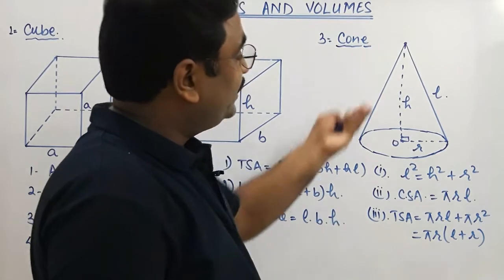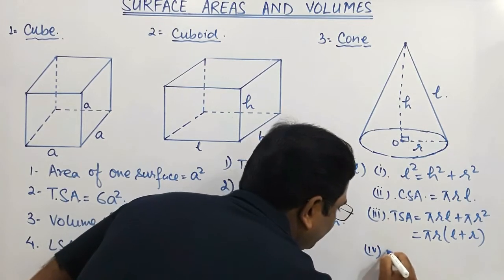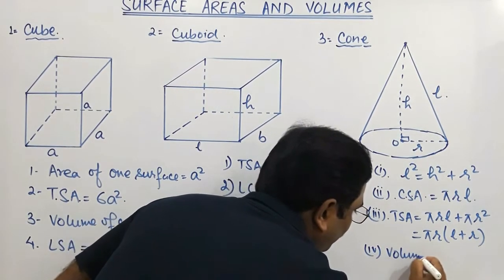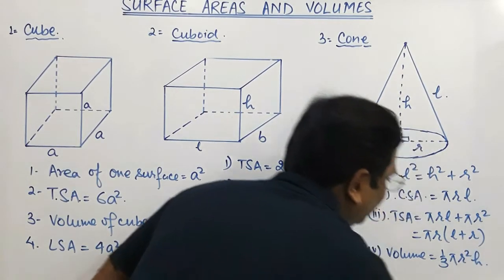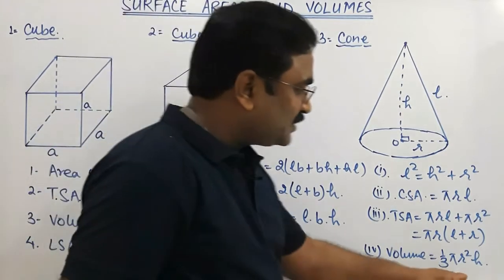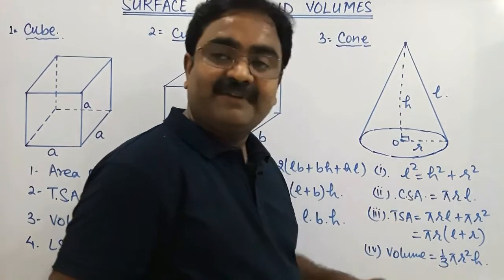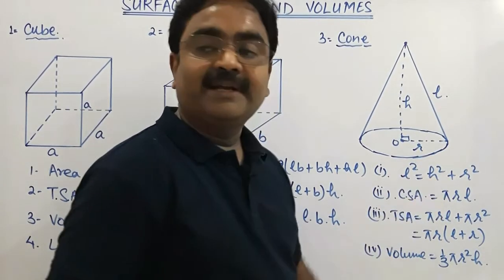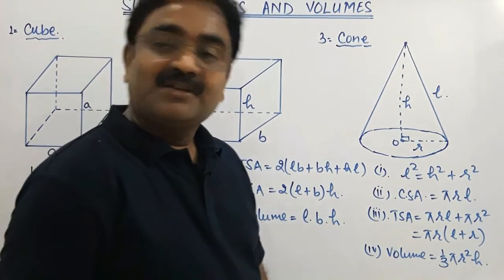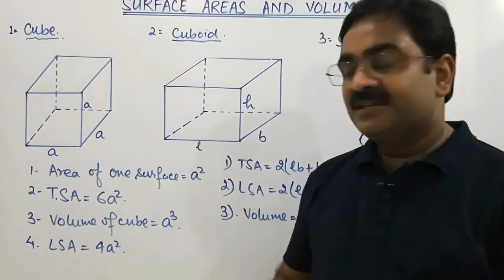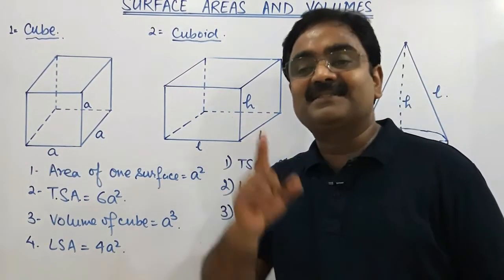Now you can find the volume of cone, which is 1/3 pi r square into h. The value of h you can find from the slant height and the radius. If slant height and radius are given, the value of height you can get with this formula: L square is equal to h square plus r square. So students, this is only for your revision, that these things you all have read in class 9th.